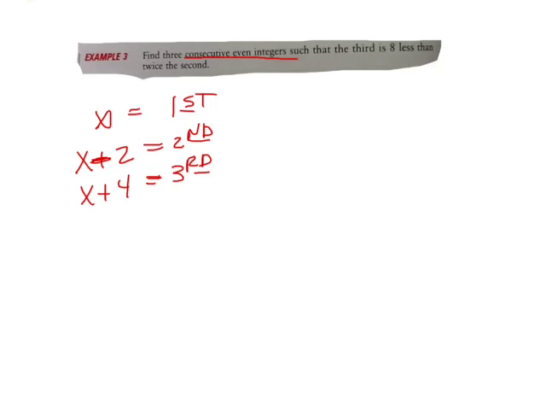All right, anytime it says "such that" or something like that, you know it's about to set up an equation. So such that the third, well, what's the third? x plus 4 equals 8 less than, you're going to take away 8 from something. Twice the second. What was the second one? It's right here: x plus 2, twice x plus 2.